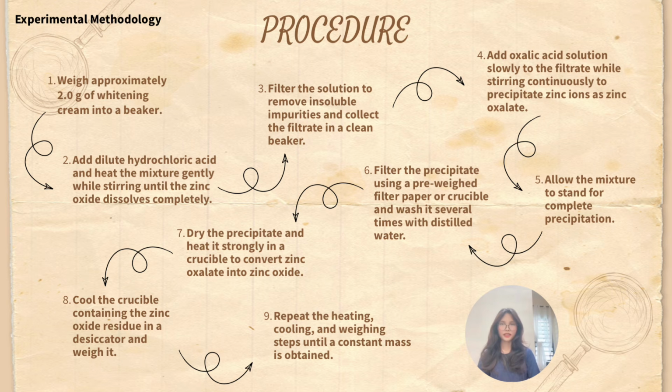Next, oxalic acid solution is added slowly while stirring, causing zinc ion to form a zinc oxalate precipitate. The mixture is left to stand to ensure complete precipitation. The precipitate is then filtered, washed with distilled water, dried, and heated strongly in a crucible to convert zinc oxalate into zinc oxide. Finally, the crucible is cooled in a desiccator and weighed.